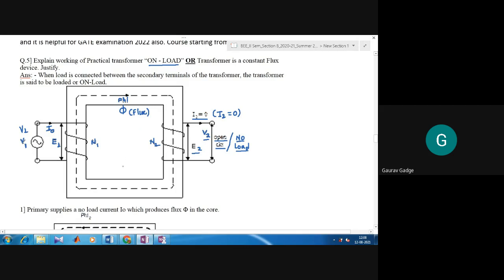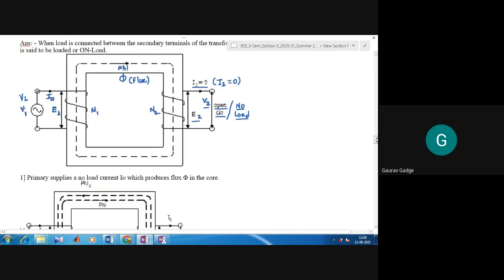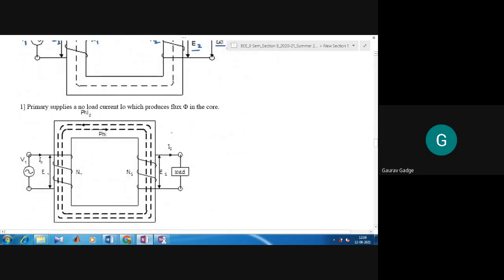Okay. Now, this is the initial diagram which we have. But what we have to study is the practical transformer. It means under on load condition. So now what happens? Primary supplies a no load current I0, which produces a flux in the core, that we understood. Okay. Now what we are doing? We are connecting load here. As soon as load gets connected on the secondary side of the transformer, that allows secondary current I2 to pass.